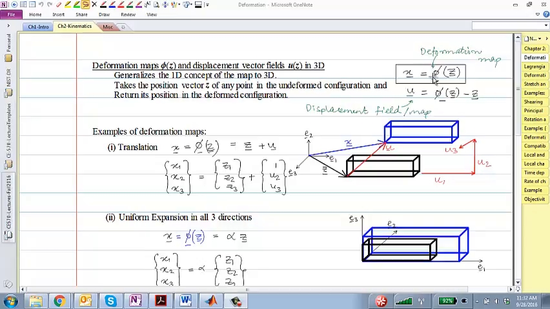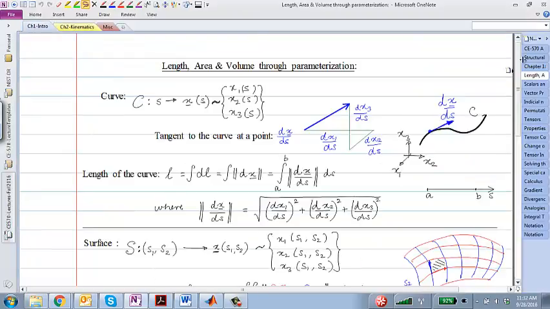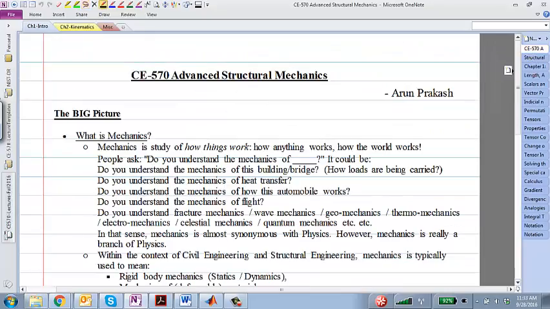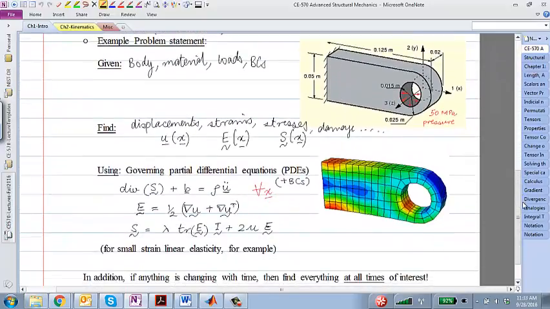As I said, you remember that this deformation map really is the solution to our problem that we are looking for. If you remember back from chapter 1, when we set up the problem of structural mechanics, we said that we have some body, some loading, some boundary conditions. What we want to find is the displacements, the strains, the stresses, damage, etc., whatever we needed.